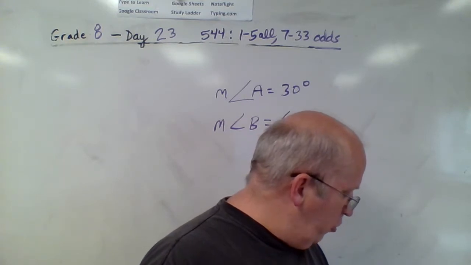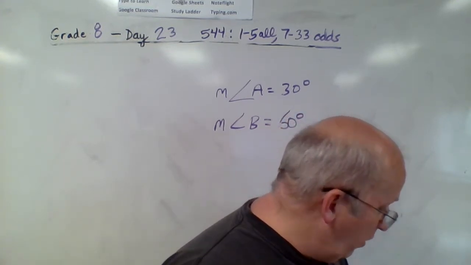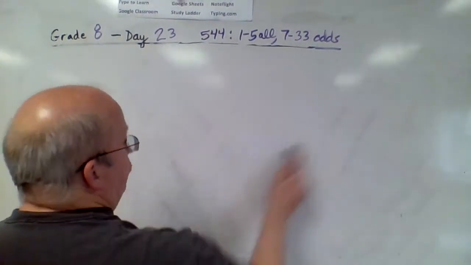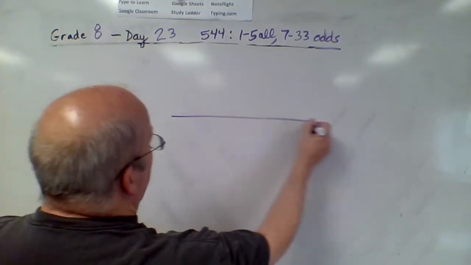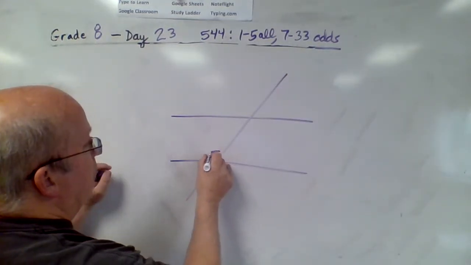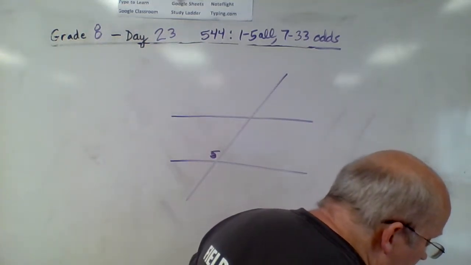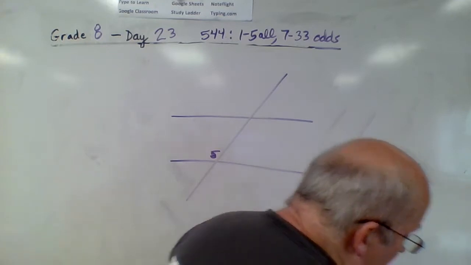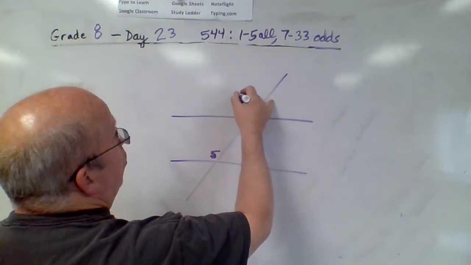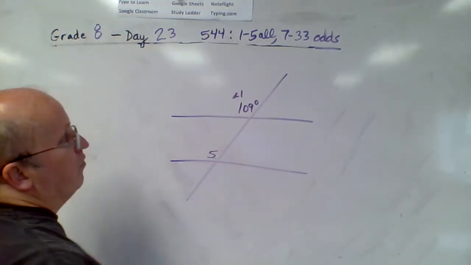Number 6 says use the figure shown to find the measure of each angle, and we're looking for the measurement of angle 5. Well, the drawing looks something like this, and angle 5 is right there. And what we're told in the directions is that angle 1 is 109 degrees, and that's right up here. We're supposed to find the measure of angle 5.